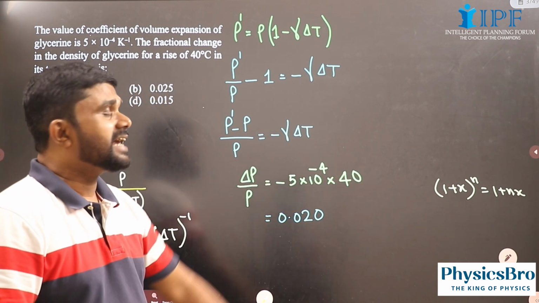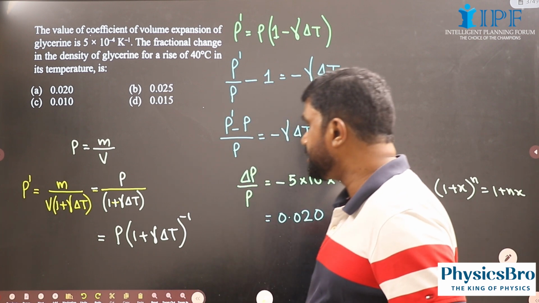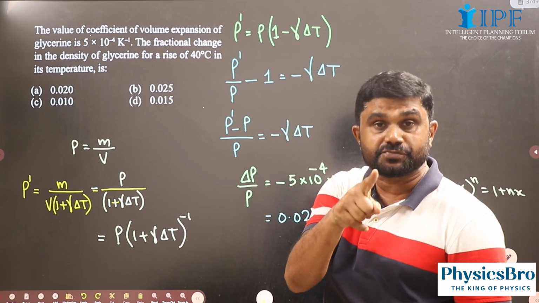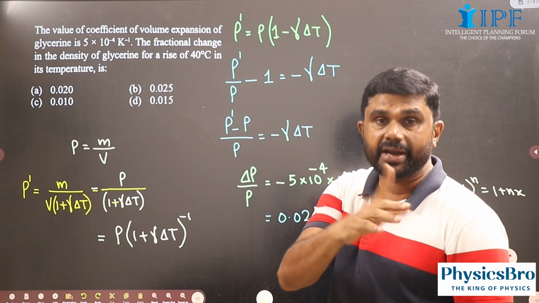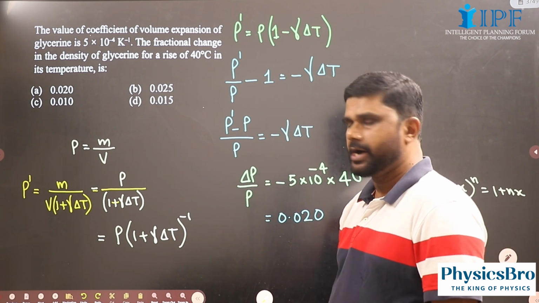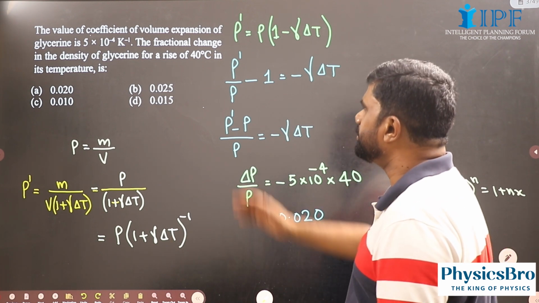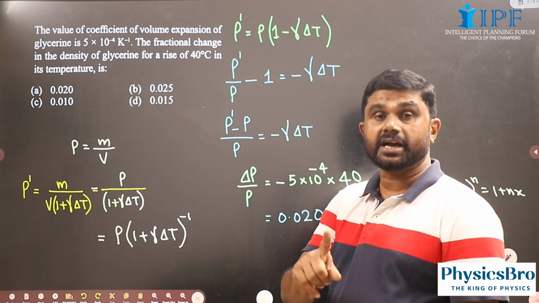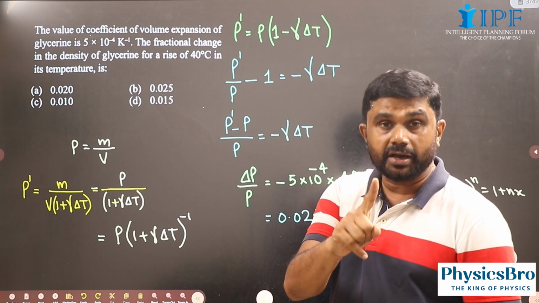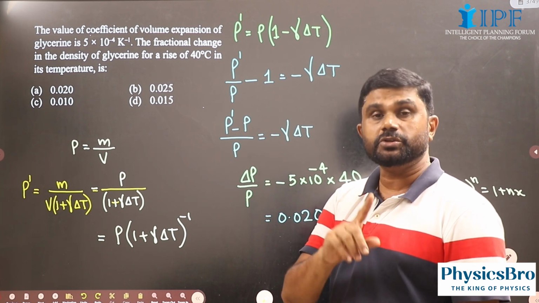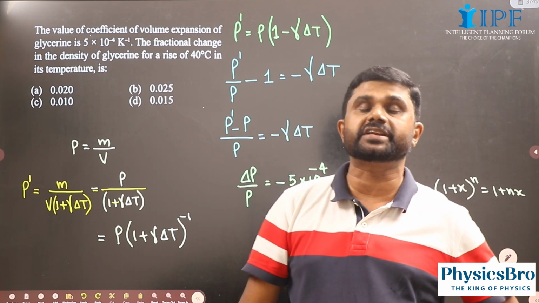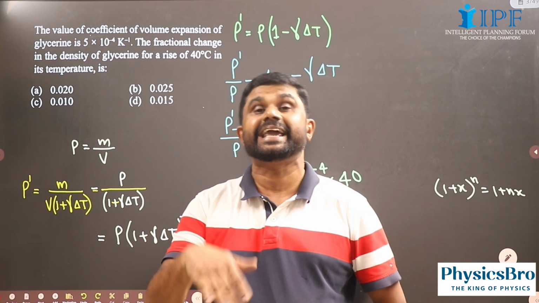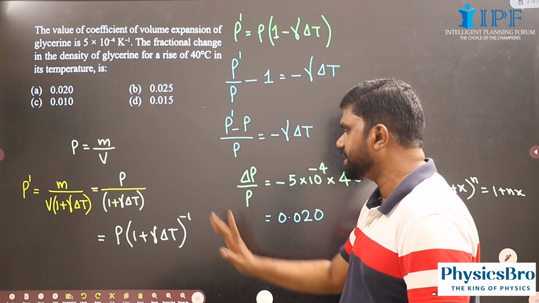Now see what stands for x here. It is gamma delta T. See, gamma is given as 5 into 10 raised to minus 4. This gamma is very small compared to 1. And delta T, the rise in temperature, is only 40 degrees Celsius. So this term gamma delta T is much smaller compared to 1. So the terms containing higher powers of it can be neglected. Okay, so we can write it is nearly equal to 1 plus nx. What stands for n? That is minus 1.